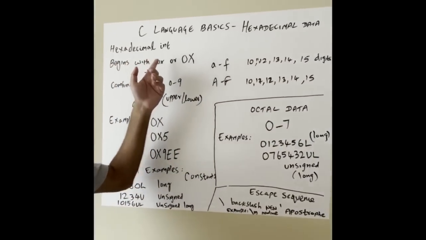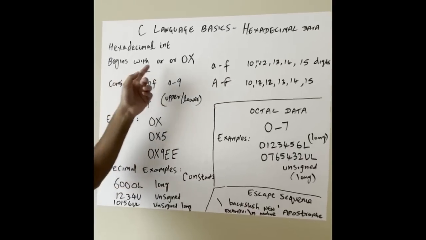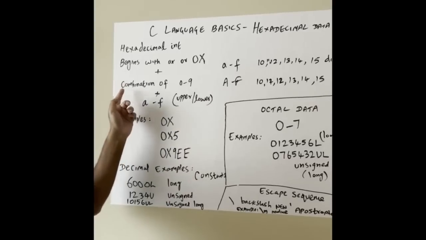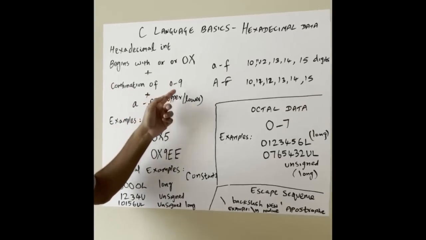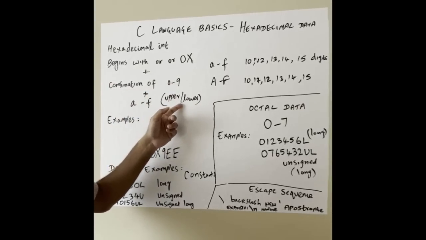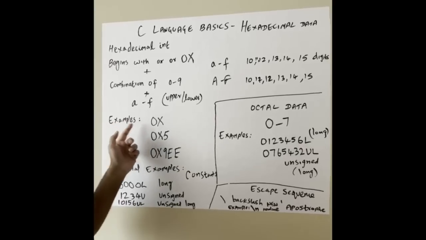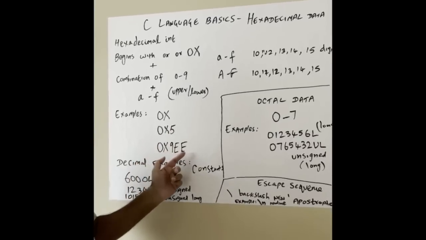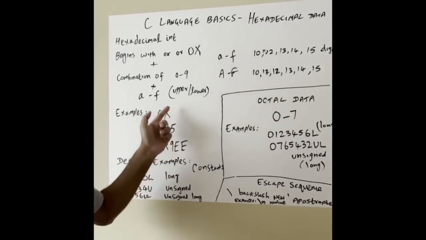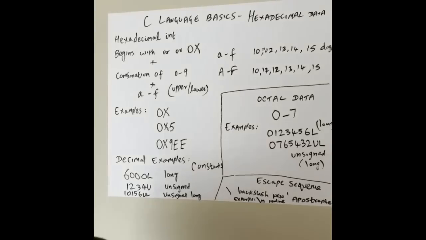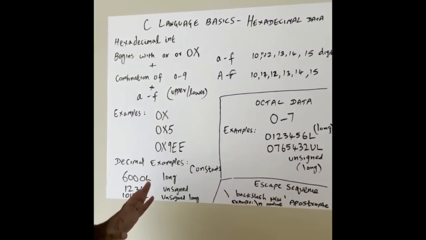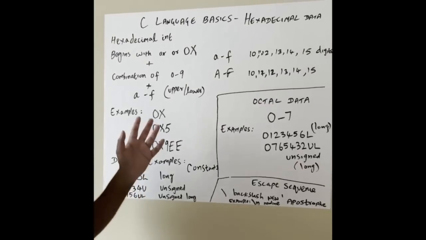Hexadecimal, we store it in the integer. It begins with 0x or 0X. It's a combination of numbers or characters, uppercase or lowercase. Examples: 0X, 0X5, 0X9EE. These are hexadecimal data which are stored in the computers. Inside the computer, it's all assembly language statements, and it's all zeros and ones through these data.